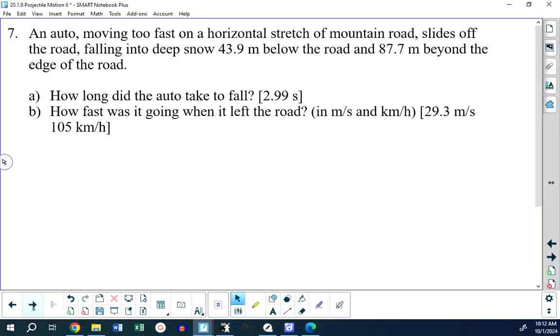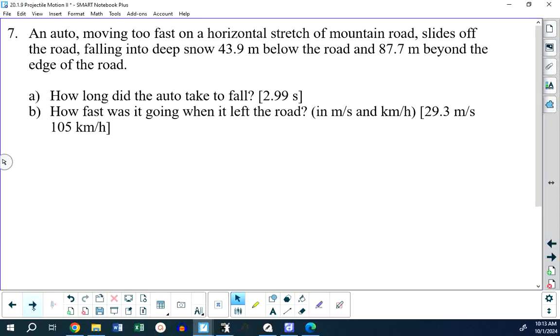So a car moving too fast on a horizontal stretch of a mountain road slides off the road, falling into deep snow 43.9 centimeters below the road and 87.7 meters beyond the edge of the road. By the way, the horizontal distance is basically twice the vertical distance, that tells me the car was really moving. If you were in that car hanging onto the wheel when this happened, it would be a little bit of a terrifying experience.